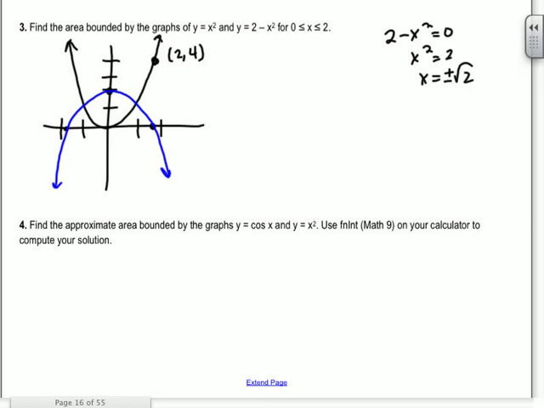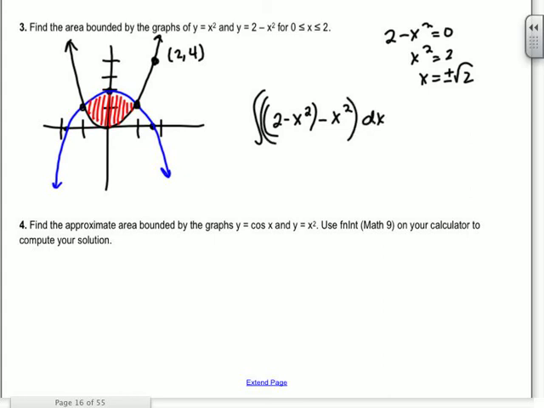Okay, so the shape that we get is this. Now based on my graph, it looks like maybe they're crossing at 1 and negative 1 for the x values. So we know we have a top curve, we know we have a bottom curve. The top curve is 2 minus x squared. My bottom curve is x squared.